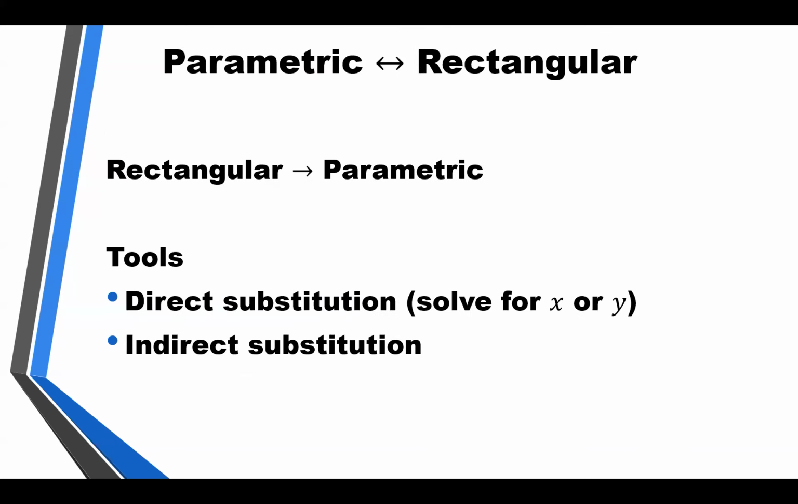Okay. Now let's go the other way. Let's convert rectangular to parametrics using essentially the same technique, but in reverse. We're going to use direct substitution, but in reverse. So we're going to take a rectangular equation. Hopefully we can solve our rectangular equation for either x or y, and then do a direct substitution for the other variable.